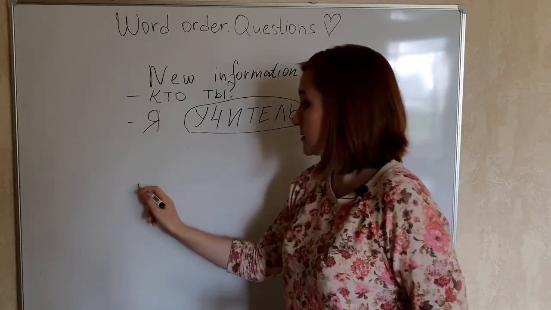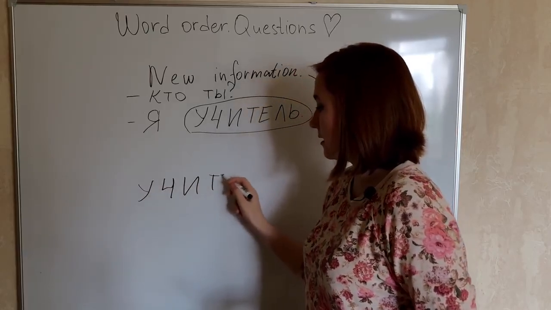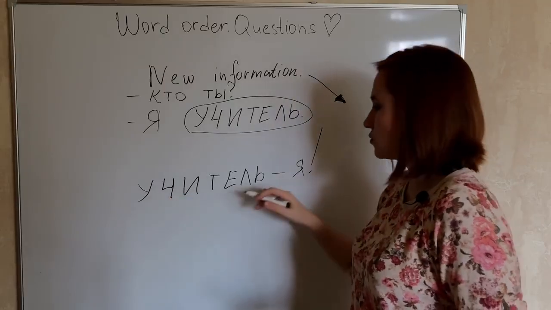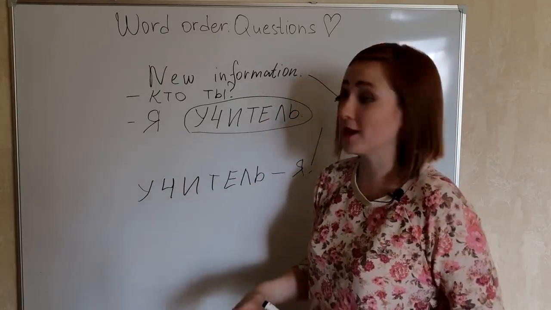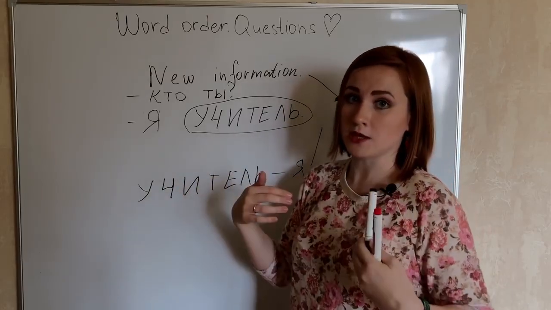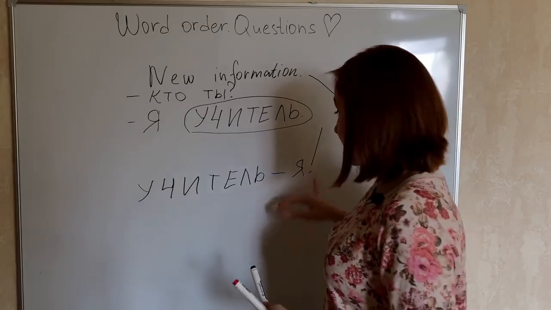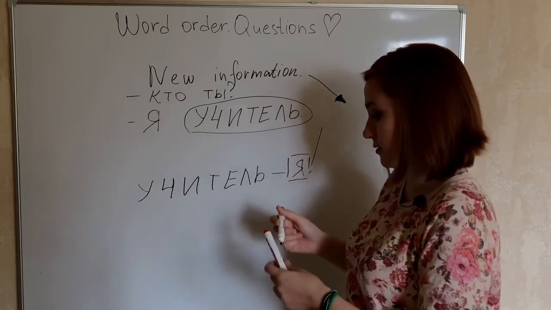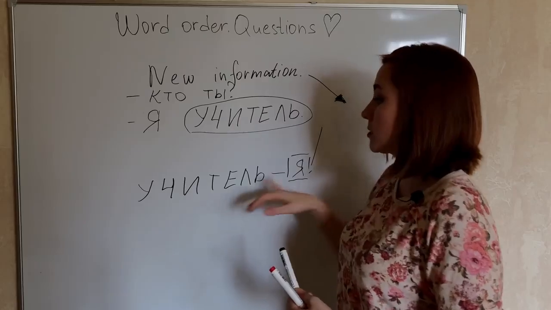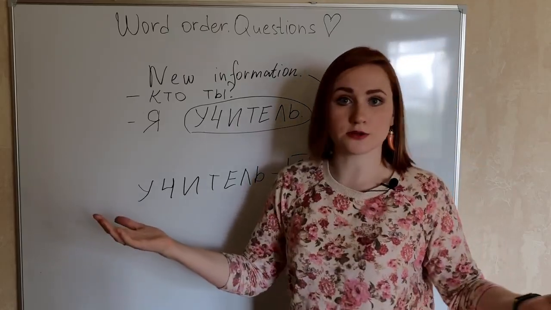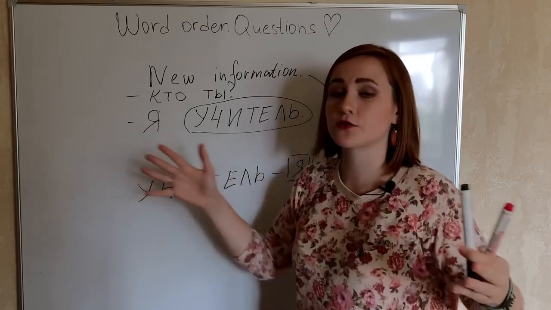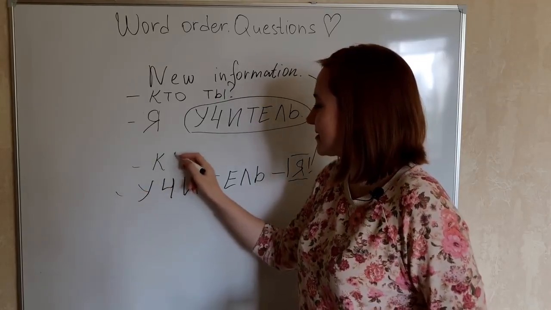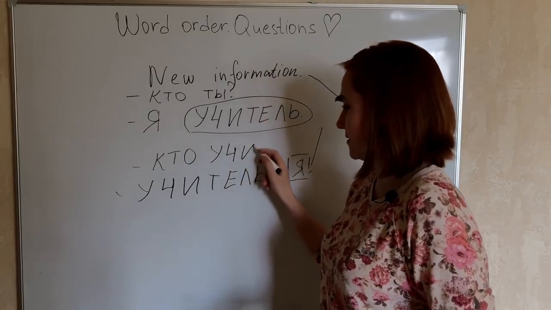But if we say учитель, я, yeah, this is this Yoda situation. A teacher is me, right? When can this happen? So you see, new information is here, in the end. So this probably answers the question, who is a teacher? Кто учитель? There is a crowd and who is a teacher? Кто учитель?